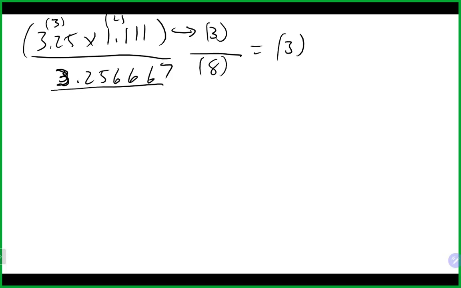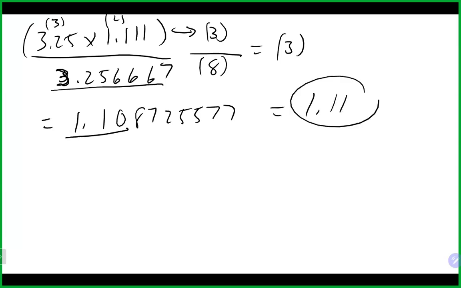So if we did that, 3.25 times 1.111 divided by 3.256667. We end up on our calculator with something like 1.1087255577. In this case, we should go to 3, which is here, which means we should end up with 1.11 as our answer, which has 3 significant figures.